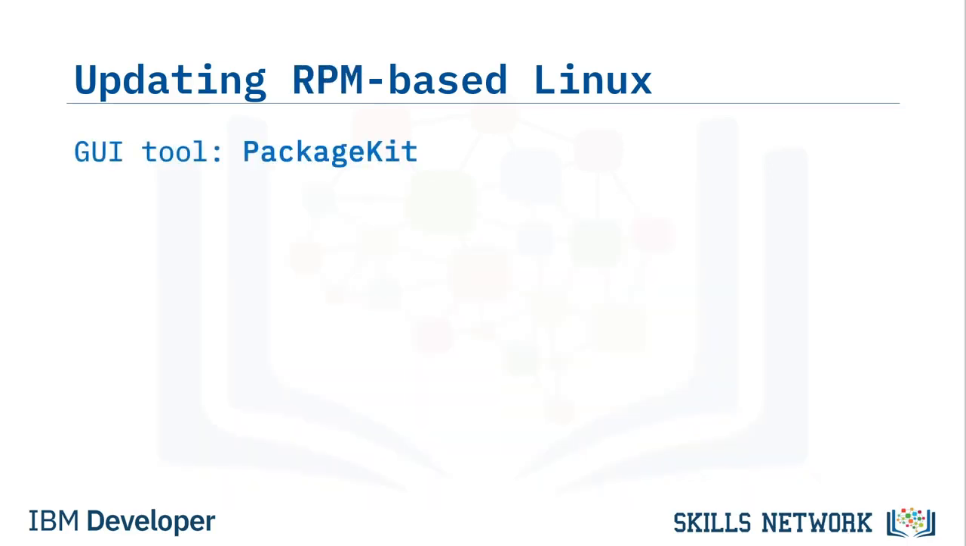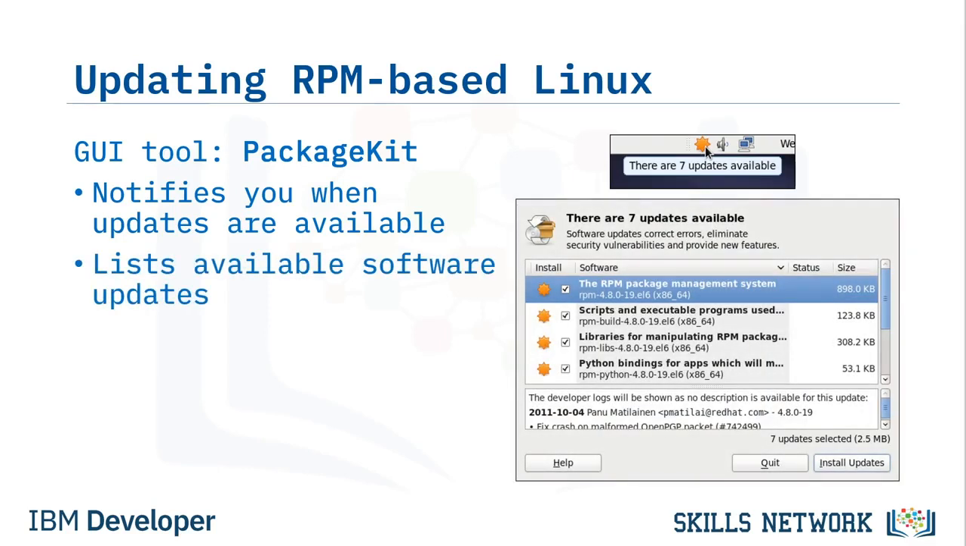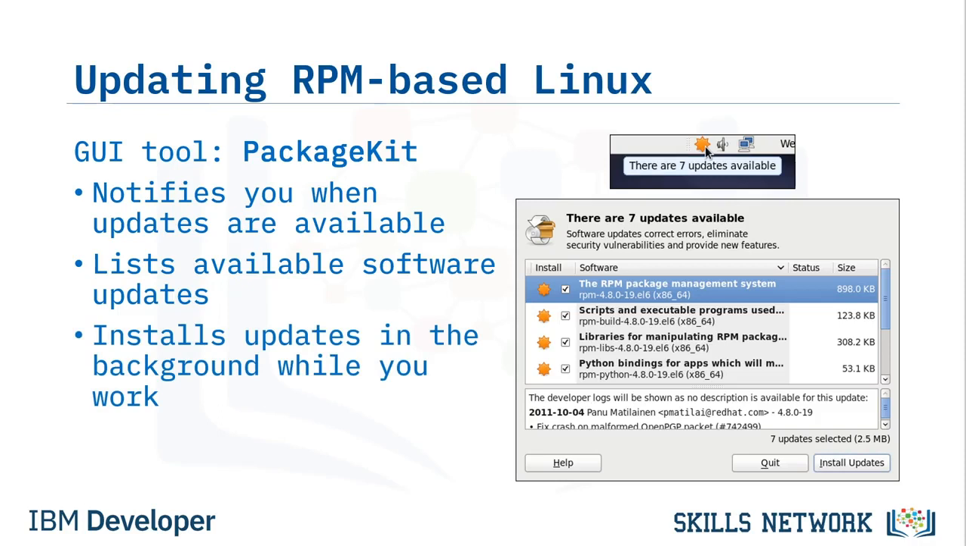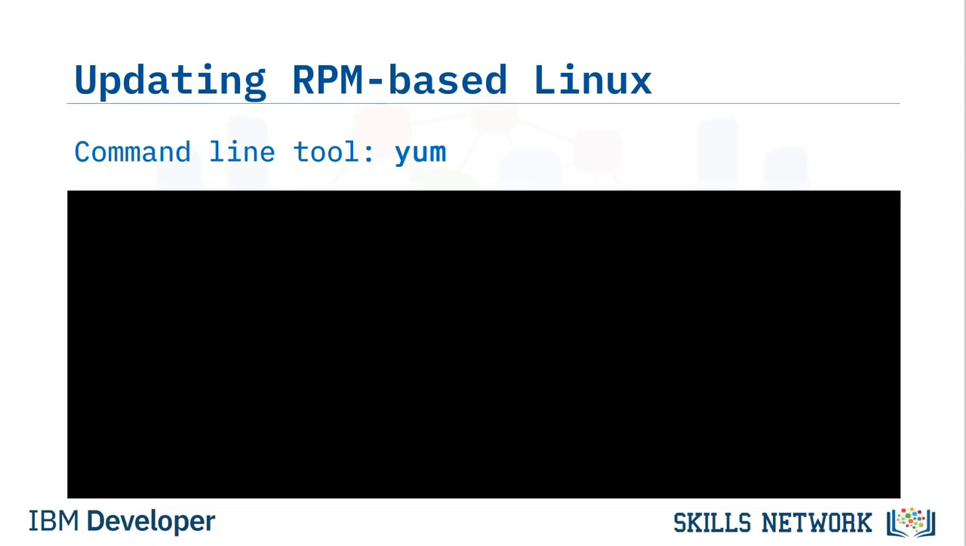Package Kit is a GUI tool for updating RPM-based Linux systems. When updates are available, Package Kit displays a starburst icon in the notification area. It automatically checks for updates at a configurable interval, and you can also manually check for them at any time. Clicking the starburst icon opens the software update window, which lists all available software updates. Select the updates you want to install, and then click Install Updates. If requested, enter your password and click OK, and Package Kit installs the updates in the background while you continue working.